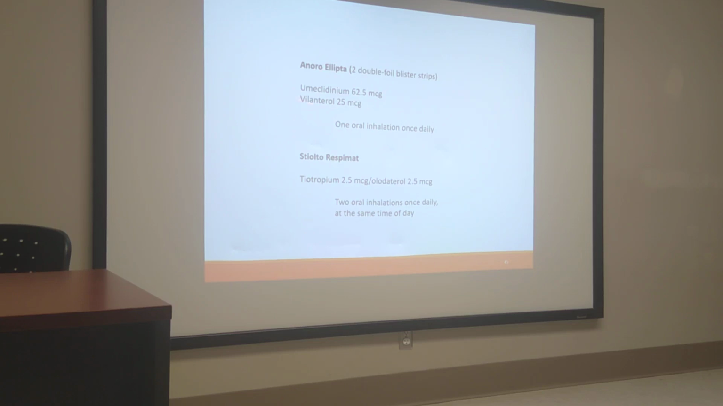Another is basically two long-acting agents, an anticholinergic and a beta-2 agonist. Again, same thing: anticholinergic or muscarinic antagonist and long-acting beta agonist.